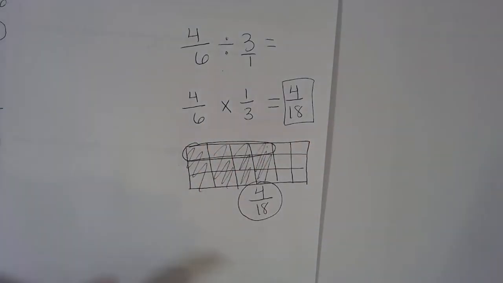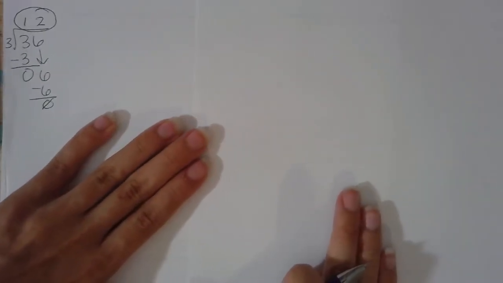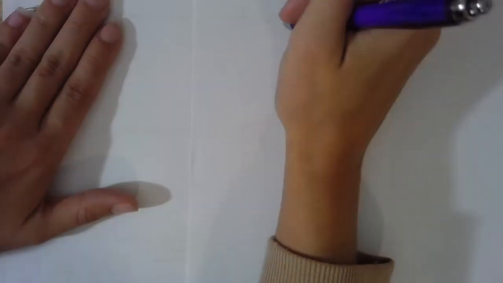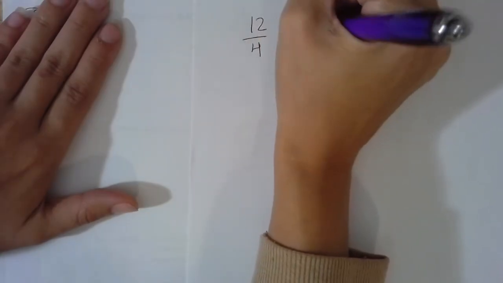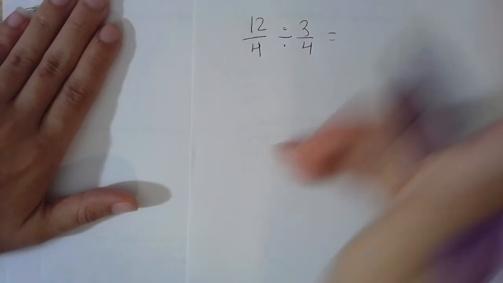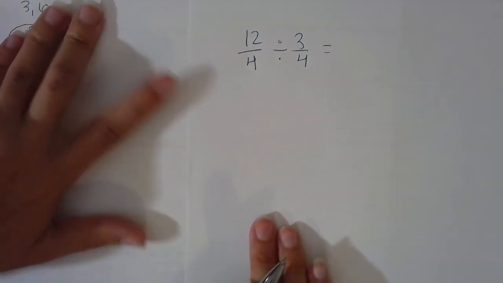Okay, moving on. We are now going to solve a fraction divided by a fraction. So first we're going to solve 12/4 divided by 3/4. As always, we can solve it mathematically, and that does not change.